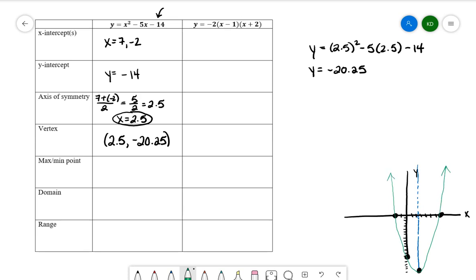And this is a quadratic that clearly opens up, so it's going to have a minimum point. We already have the y value of the vertex because that's what we just solved. So we already know this answer. The minimum is at negative 20.25.